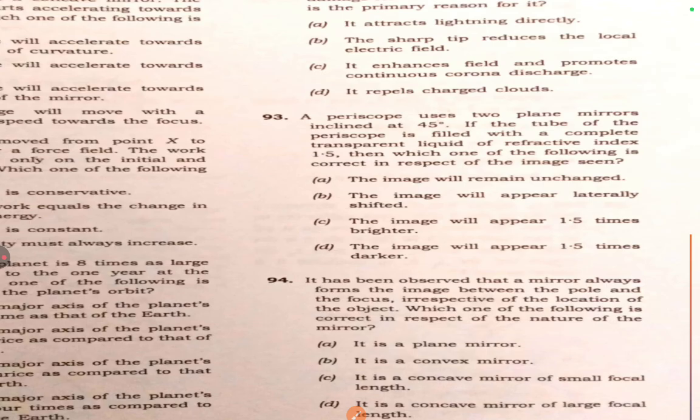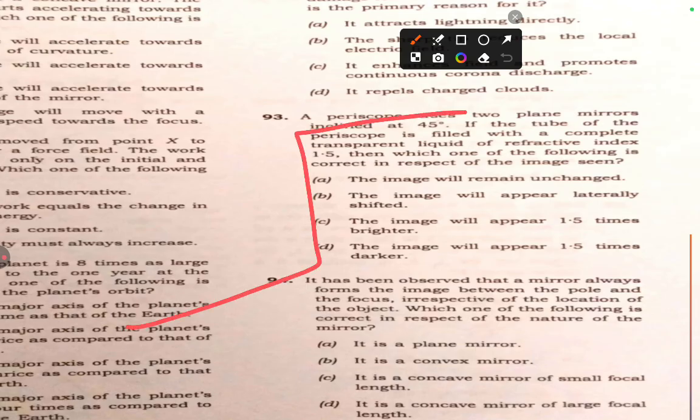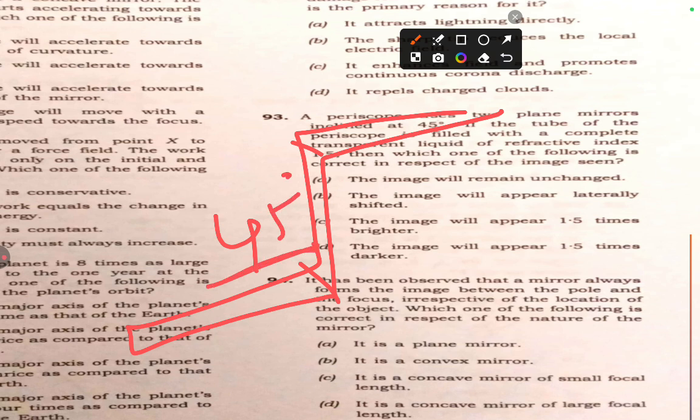So the options are given. Question number 93, periscope, as we understood: here the mirror is inclined at 45 degrees, so the light ray is under... here this is working. See here, when the tube is filled with a transparent liquid of refractive index 1.5.